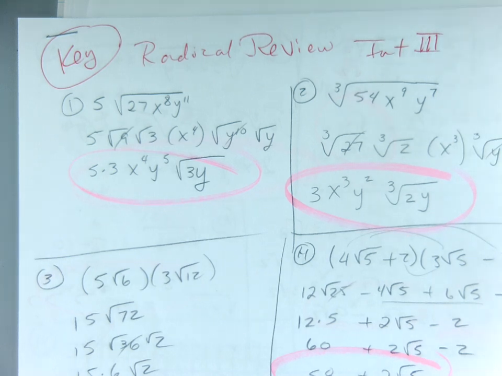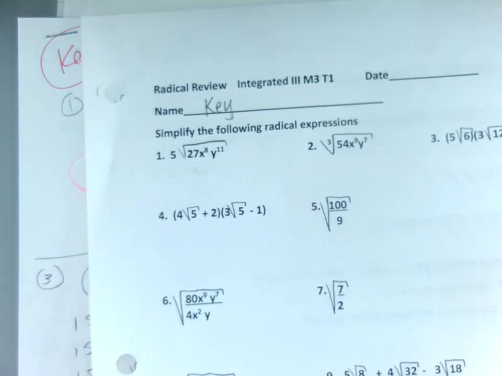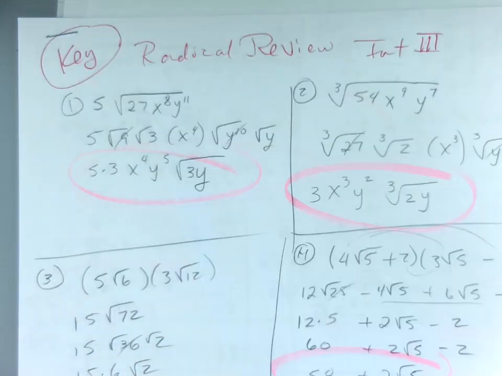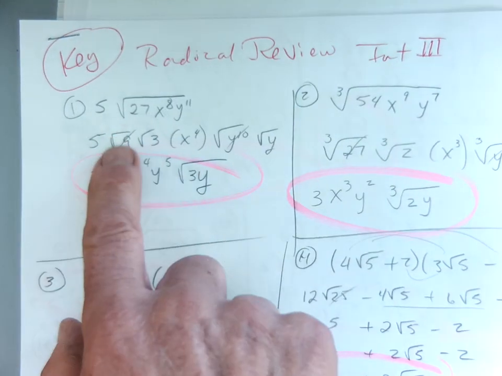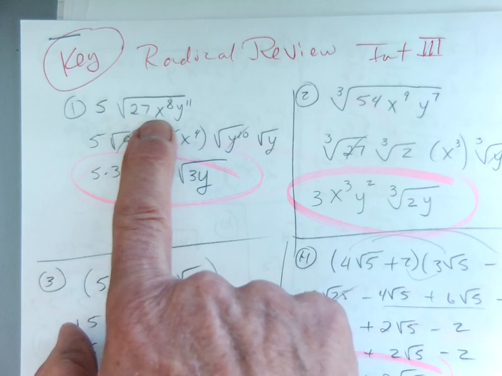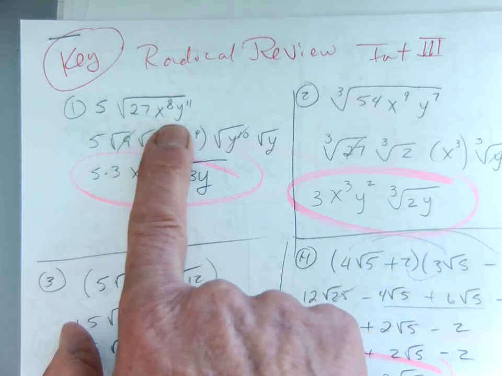Okay, everybody, here is the review on radicals, square roots, cube roots, whatever. I just wrote the questions out. I'm looking at this review sheet, but I've written the problems down. Number 1: 5 square root of 27x to the 8th, y to the 11th.